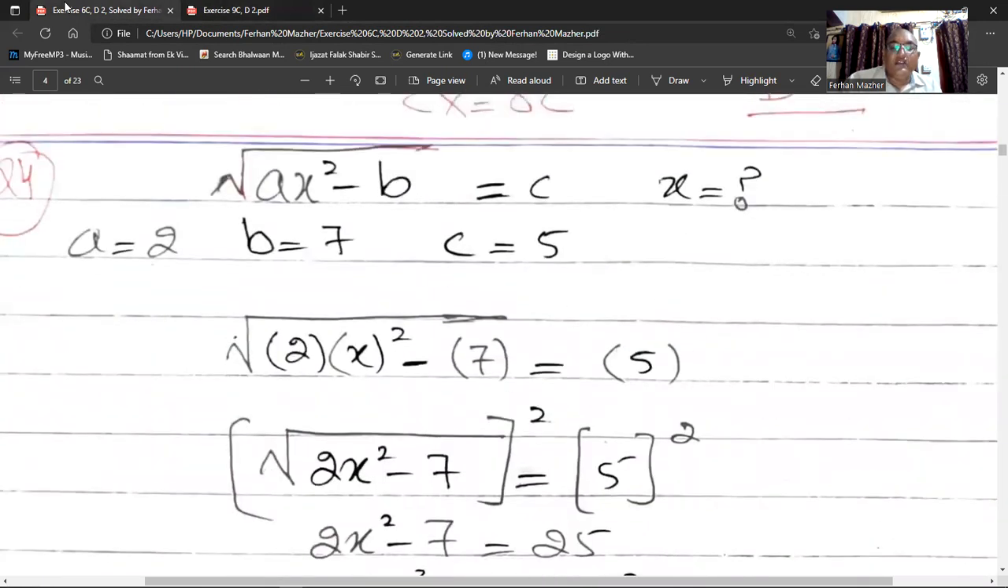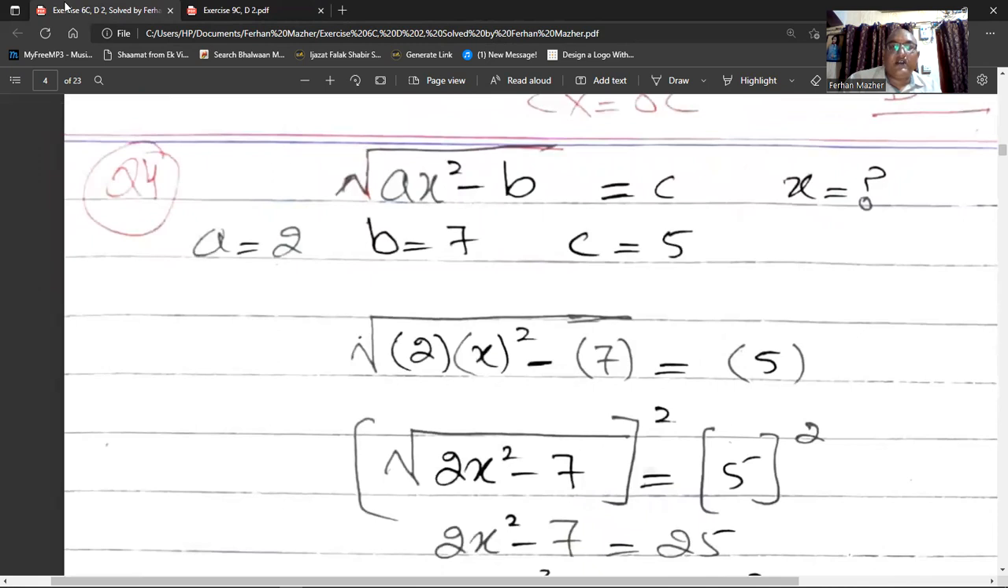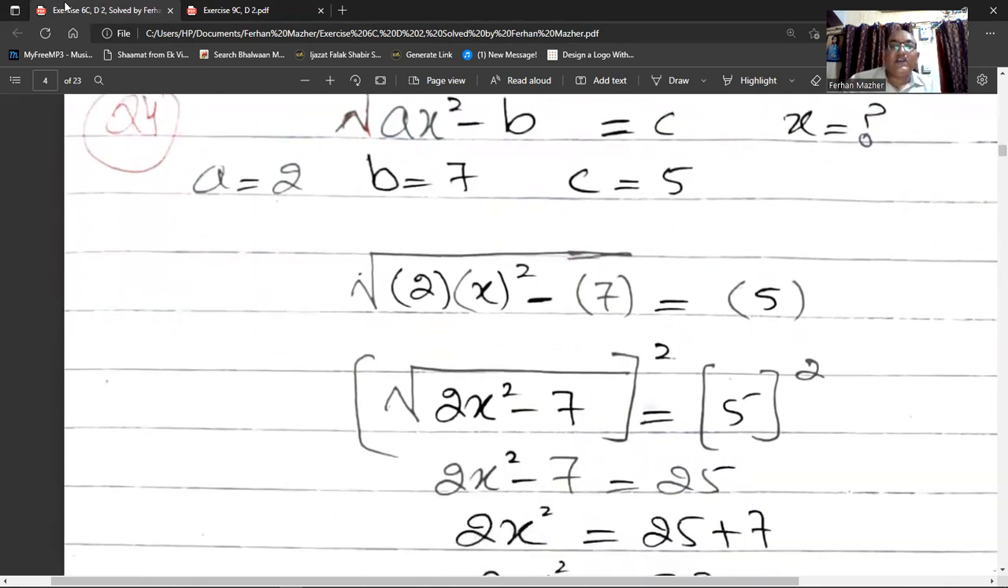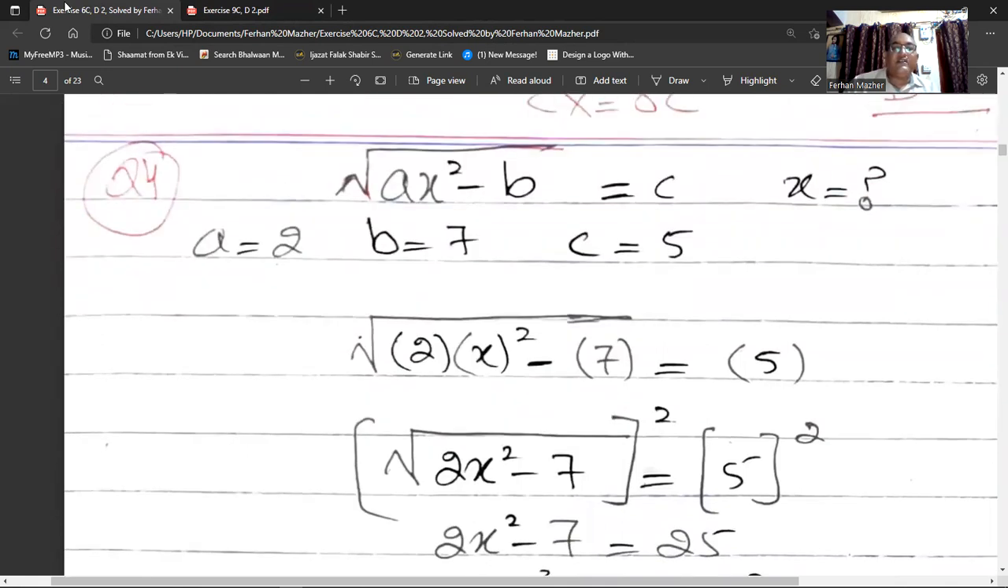So this is question number 4. It says square root of ax squared minus b equals c. x is the unknown, a value is 2, b is 7, and c is 5. So we will substitute those values. You can see I have written the square root of, in the place of a, I substitute 2x squared minus 7, equals the value of c, which is 5. So you will have the square root of 2x squared minus 7 equals 5.